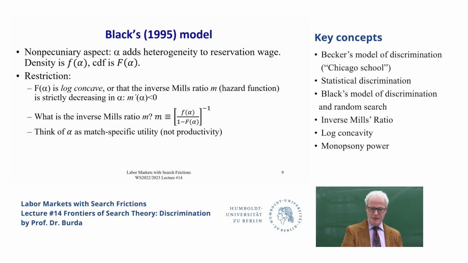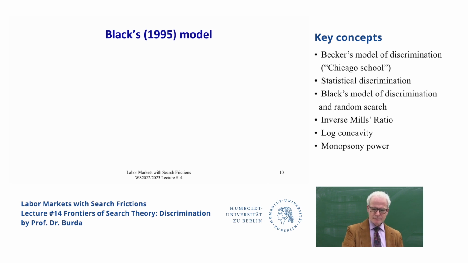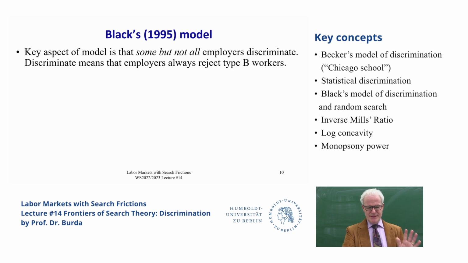This thing will be decreasing in alpha. So it's kind of a restriction on the shape of this heterogeneity realization. Just like we complained about the Burdett-Mortensen model because it gave us this lousy result. So Burdett-Mortensen would violate this condition, but we knew that already. This is just a way of rigging it from the start to make sure everything works the way we want. Okay.